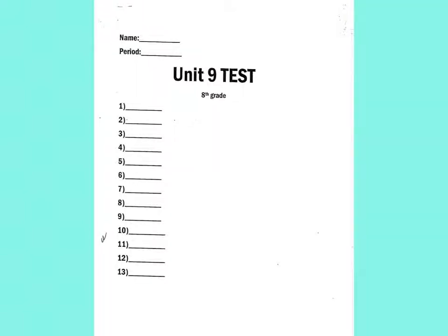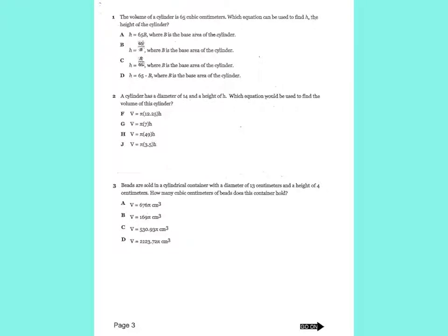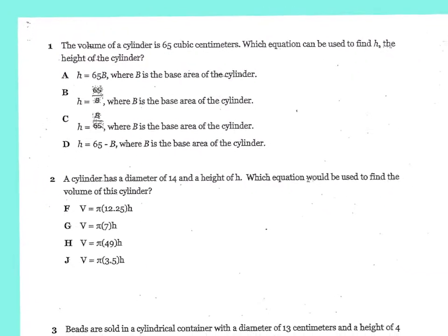Okay, Unit 9, test correction. Sorry, it's taking a while. Number 1, the volume of a cylinder.